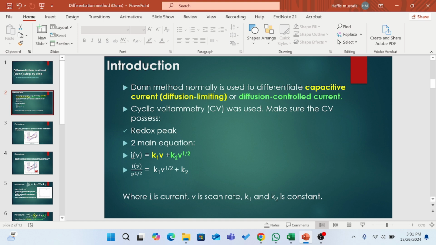and the green part, the constant times scan rate to the power half, is your diffusion control current. When you divide by scan rate to the power half, you get y equal to mx plus c. So y is your current at fixed voltage divided by scan rate to the power half, equal to K1 times scan rate to the power half plus K2. Your gradient is K1 and your intercept is K2. By plotting a straight line, you can get the value of K1 and also the value of K2. That's the very basic.